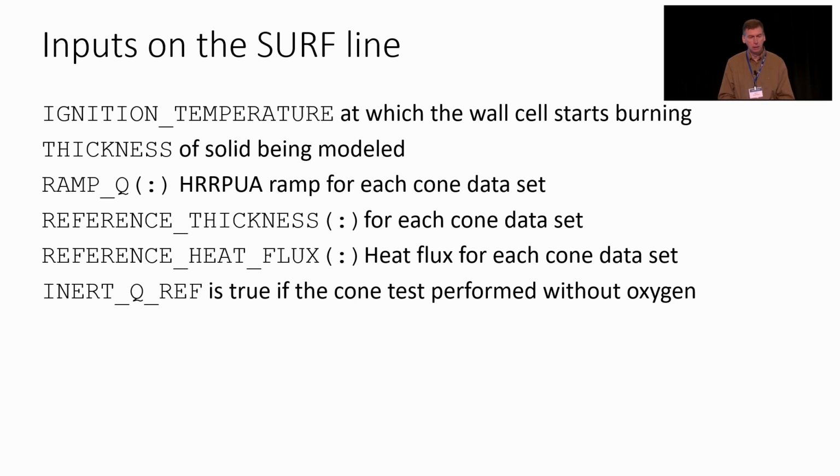And there's a final parameter here called inert Q ref, and that indicates whether or not the cone calorimeter experiment was done in air or in nitrogen. And this is particularly important if you're dealing with something like wood or any material that chars, because obviously it's going to behave differently in air and in nitrogen. So that's yet another little adjustment that needs to be made under the hood while the calculation is being run.